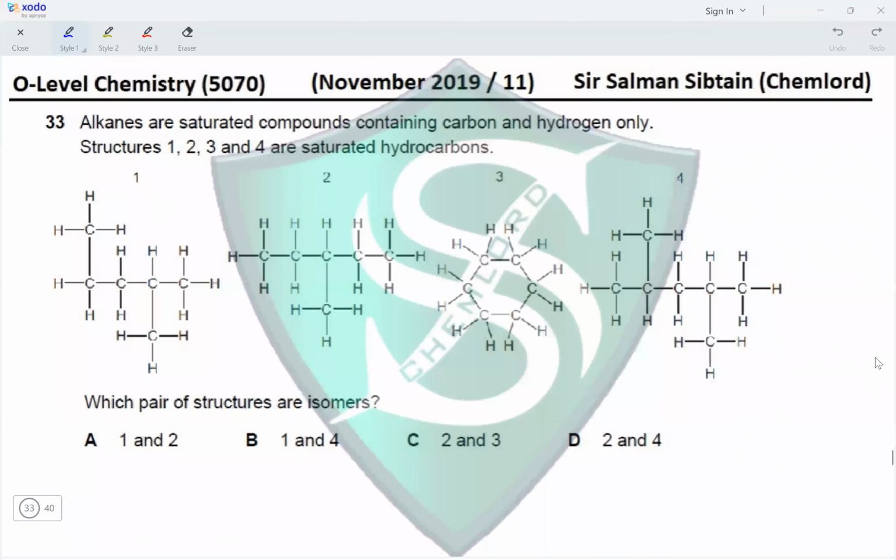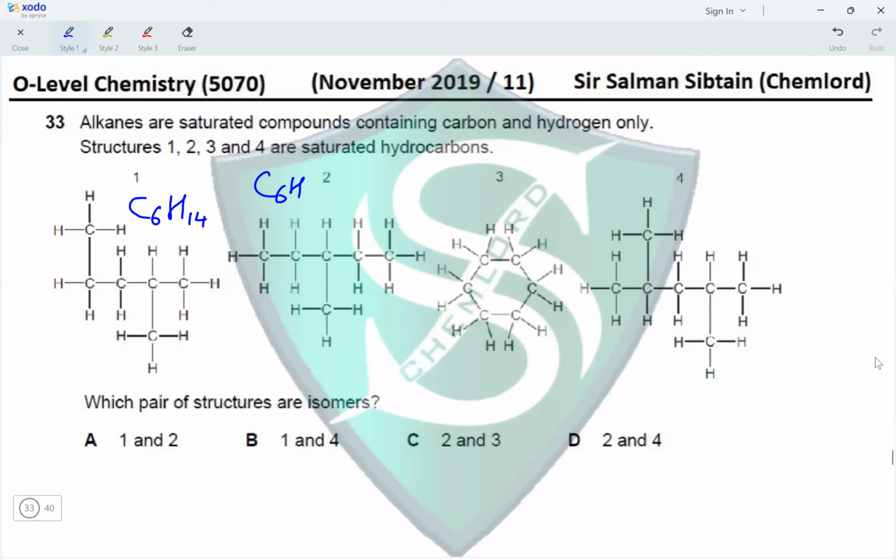Question 33. Alkanes are saturated compounds containing carbon and hydrogen only. Structures 1, 2, 3, and 4 are saturated hydrocarbons. Which pair of structures are isomers? In order for these structures to be isomers, they must have the same molecular formulae. So let's find out the molecular formula. For 1, there are 1, 2, 3, 4, 5, 6 carbon atoms present. So the molecular formula is C6H14. In 2, we also have 6 carbon atoms present.